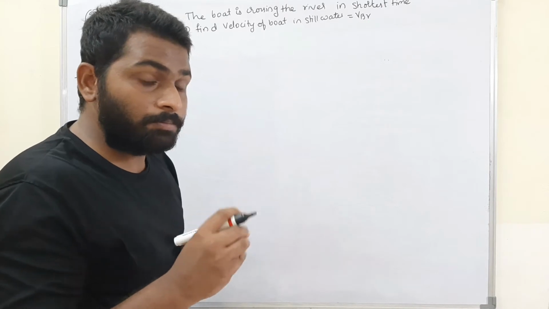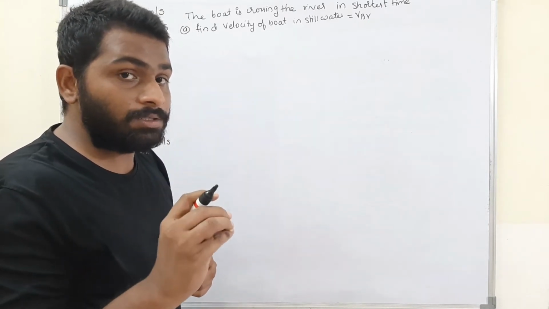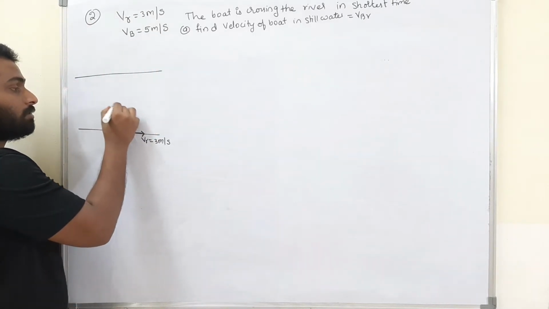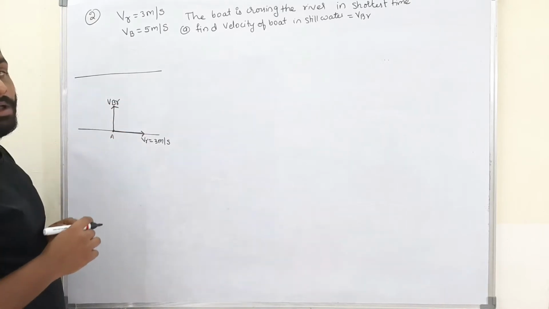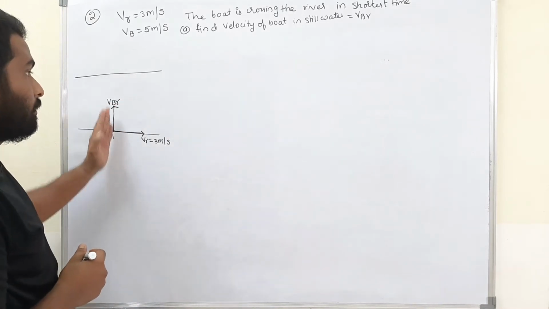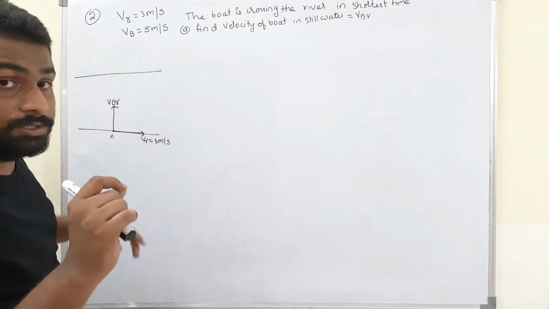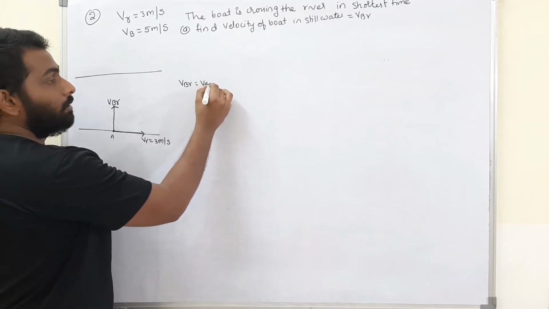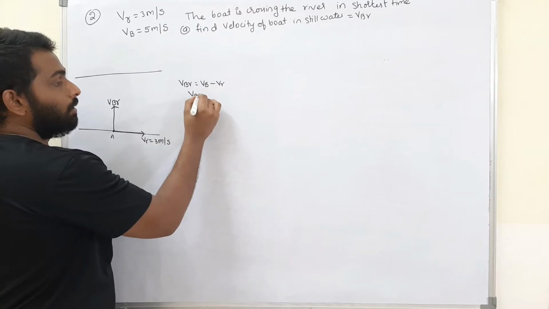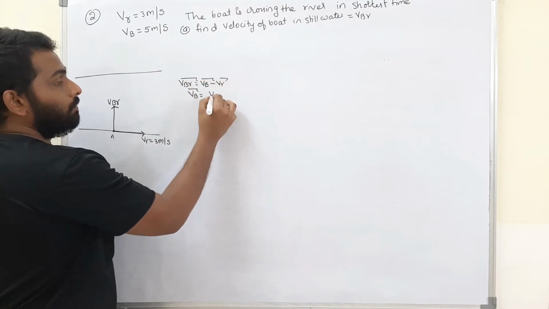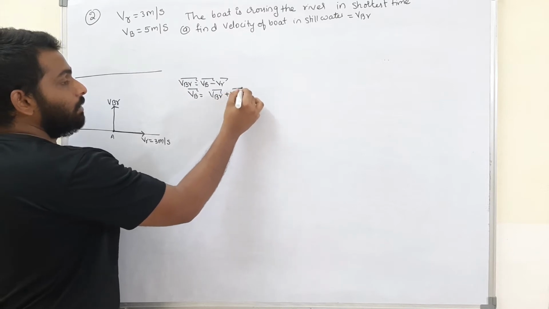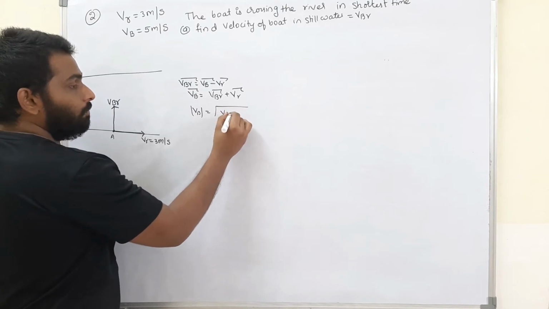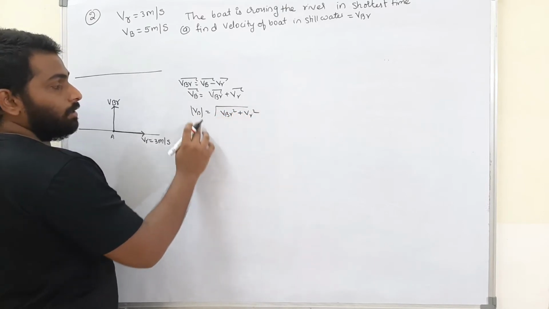Now for shortest time, in which direction does the boat have to move? In shortest time, the boat has to move in this direction. That is VBR. The boat has to move vertically, so it can reach the other side in shortest time. Now the resultant, what is VB? VBR is VB minus VR. Therefore, VB is VBR plus VR. Therefore, what is the magnitude of VB? Root of VBR square plus VR square.